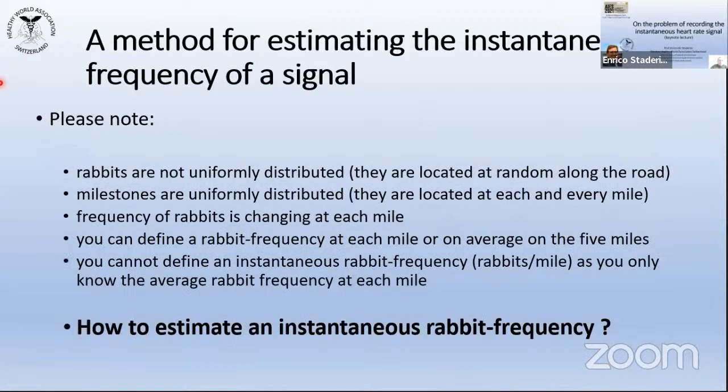Now, you note that the rabbits are not uniformly distributed because they are located at random along the road. Milestones are uniformly distributed. They are located at each and every mile. The frequency of rabbits is changing at each mile. You can define a rabbit frequency at each mile or on average over the 5 miles. But you cannot define an instantaneous rabbit frequency, rabbits per mile, as you only know the average rabbit frequency at each mile. Now, how to estimate an instantaneous rabbit frequency?